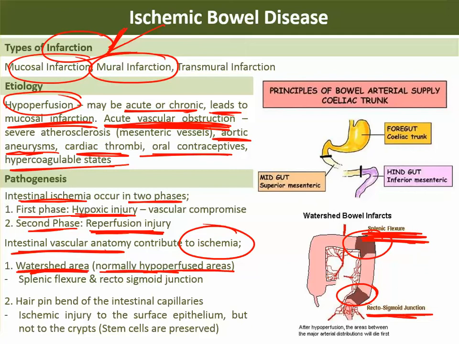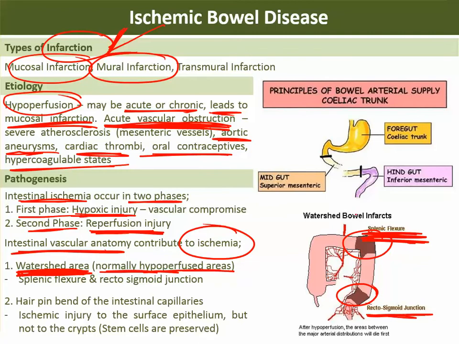I'll give you a scenario. A person has severe hypovolemia due to a burn injury, dehydration, severe diarrhea, or an accident in which he lost blood. So his blood volume and plasma volume are reduced. He is in a hypovolemic state, so these segments will be affected more because they are normally hypoperfused. Very little change in volume will affect them. This is called the watershed area.